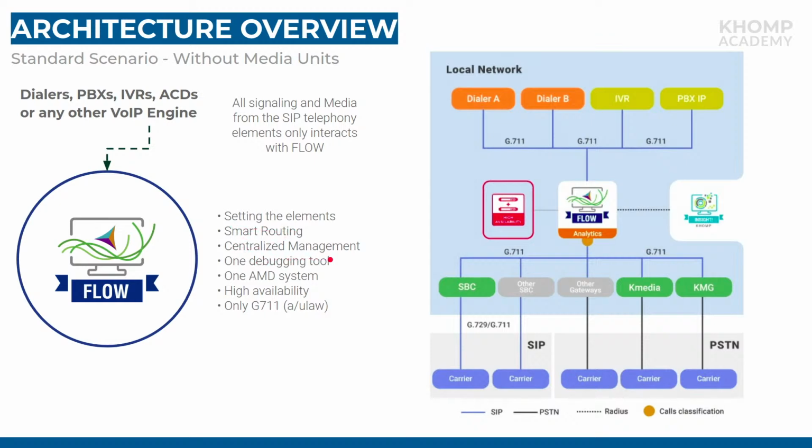Okay, so in this scenario, you can set in the elements a smart routing, you can centralize the management, you can debug all the network, you can have only one call progress detection system or answer machine detection system. You will only need analytics. You will have high availability, but in this scenario you can only handle G711 as a main codec. It's the only codec you can use. This is like the classic scenario.